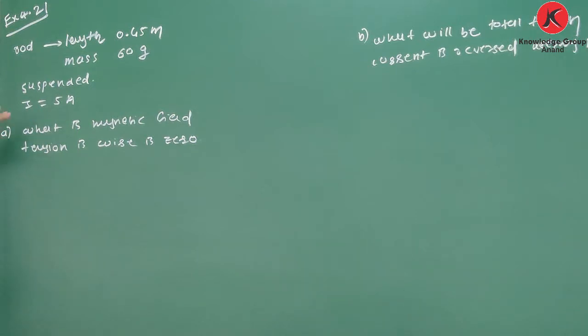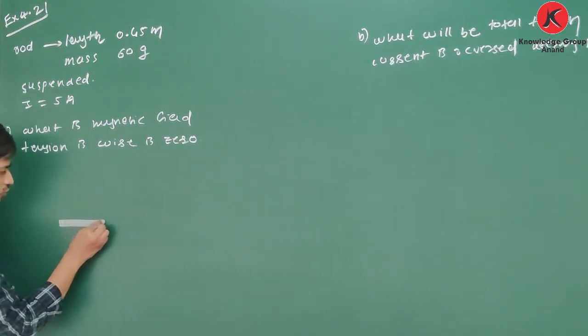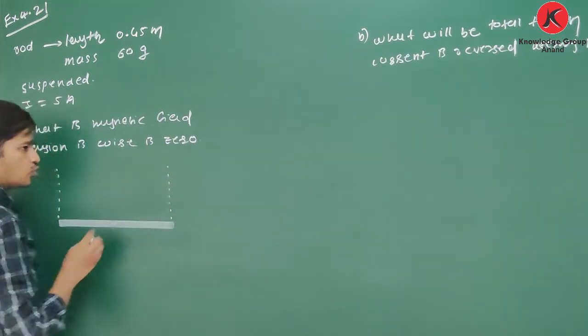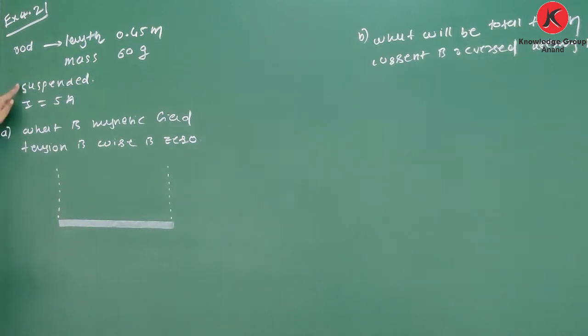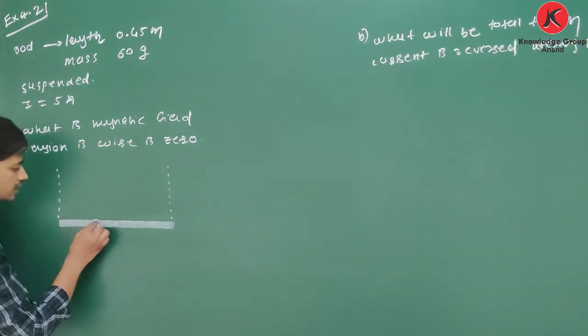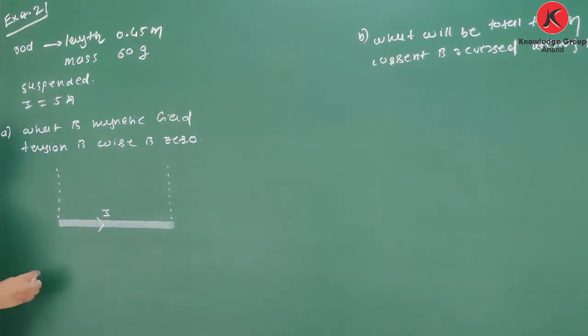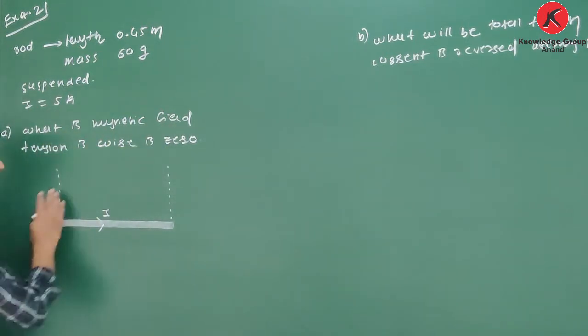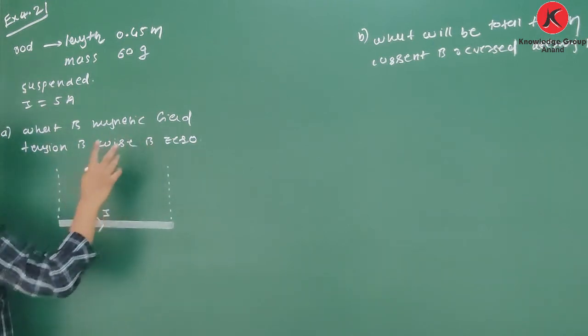Exercise 4.21. A conducting rod of length 0.45 meter and mass 60 gram is suspended with the help of two wires like this. See, it is one rod suspended by two wires, carrying current 5 amperes. Suppose that current I is flowing in this direction, I is equal to 5 ampere. What is question A? What is the magnetic field in this region such that tension in the wire is 0?